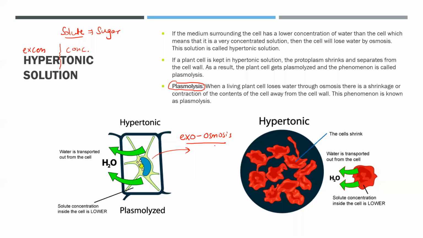In this particular part, beta, we need to understand that the process of plasmolysis is, as we studied, when the plant cell loses water through osmosis, obviously. So there is a shrinkage, that means reduction in size of the contents of the cell away from the cell wall. That simply means that the contents of the cell shrink, while the cell wall, which is a rigid structure, remains as it is.